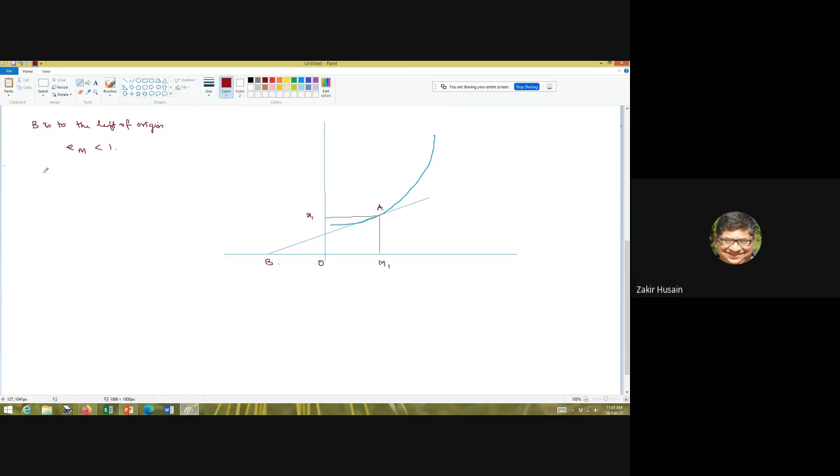But let's check this again. dx by dm into m by x. m by x is fine. What is that? It is om1 by ox1. dx is am1. So it is again ox1, which is ob. So it is basically OM1 by OB. That was a mistake, this will be M1 B1.